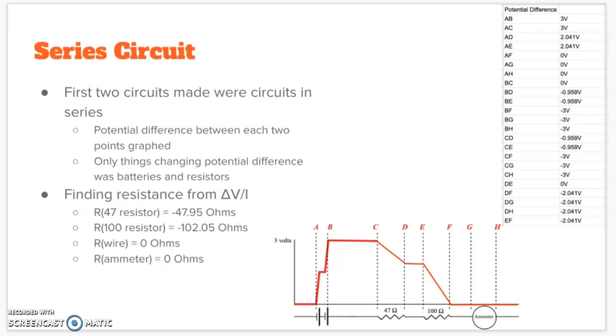We then found the resistance from Ohm's law. So resistance equals the change in potential difference divided by the current. We got for the resistance in the 47 ohms resistor to be negative 47.95 ohms, which is very close to 47. And then we got the resistance in the 100 ohms resistor to be negative 102.05 ohms, which again is very close. And the resistance in the wire and the resistance in the ammeter were both 0.